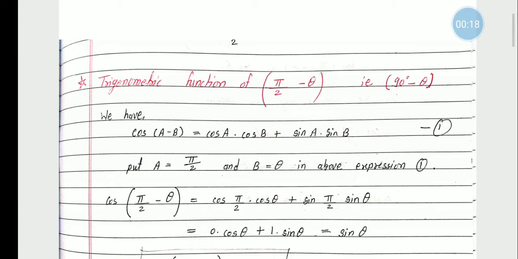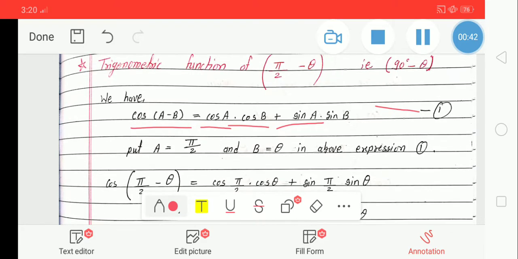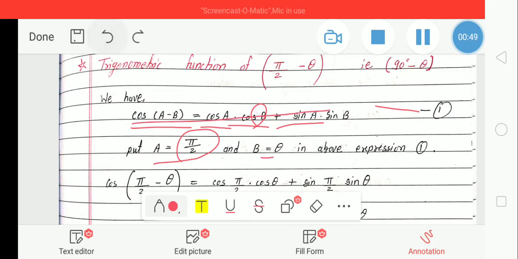Here pi by 2 means 90 degrees. Pi means 180 degrees, divided by 2 means 90 degrees. So pi by 2 minus theta. We have cos(A minus B) is equal to cos A cos B plus sin A sin B. We take this as equation number 1. Put A is equal to pi by 2 and B is equal to theta in equation number 1.